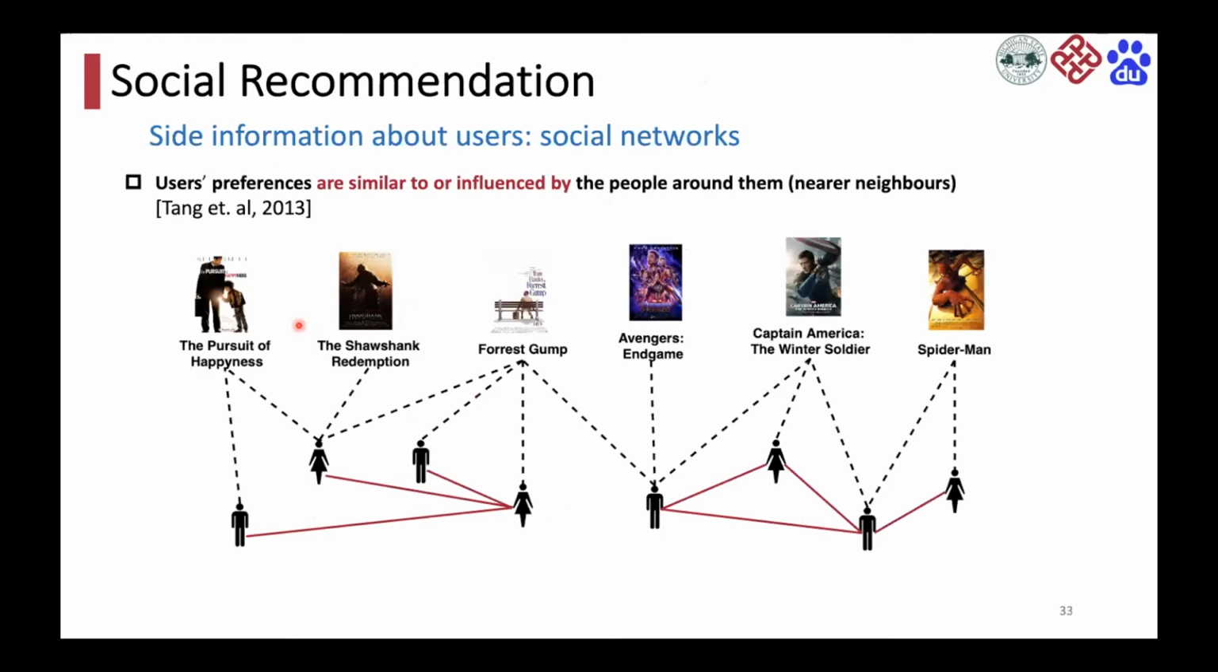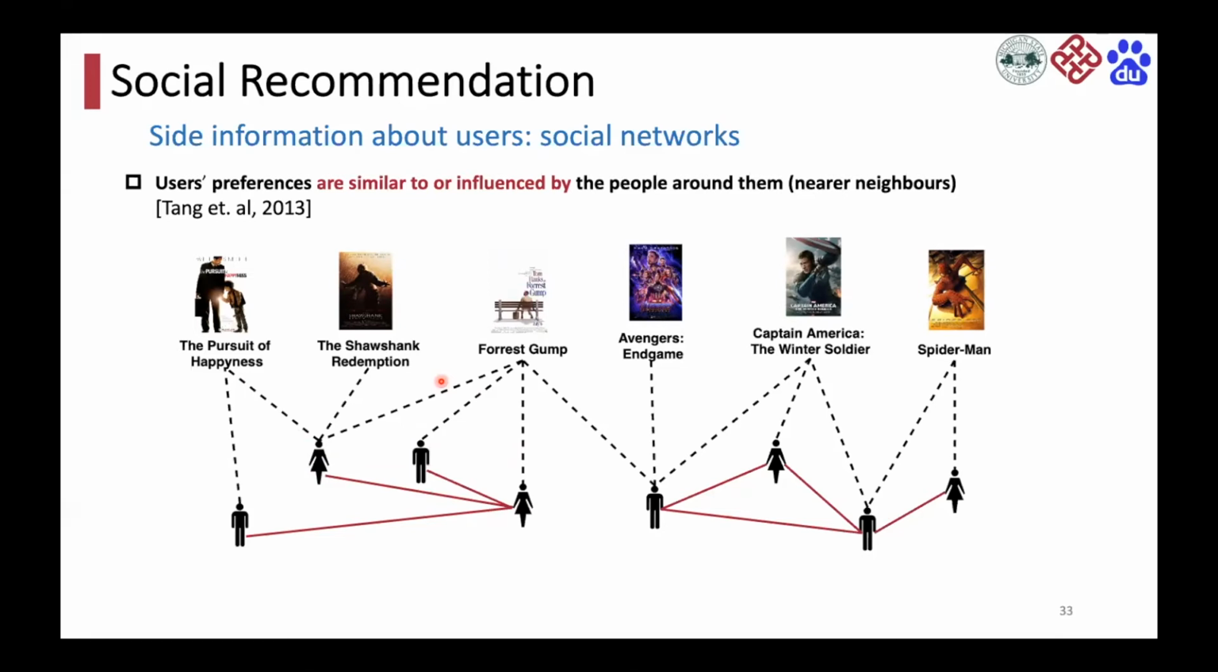In addition to the user-item interaction, social relations among the users provide another stream of potential information for understanding users' preferences. It is based on the idea that users can acquire or disseminate information through their social relations, like classmates, friends, and so on. To put it another way, users' preferences are similar to, or can be influenced by, the people around them.